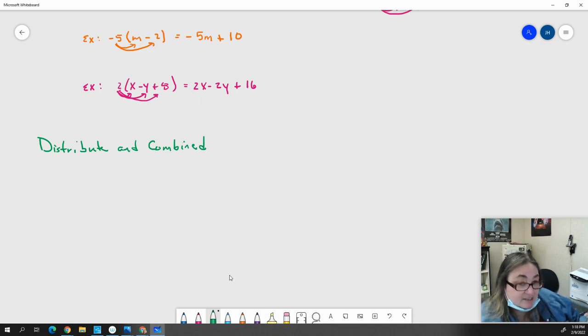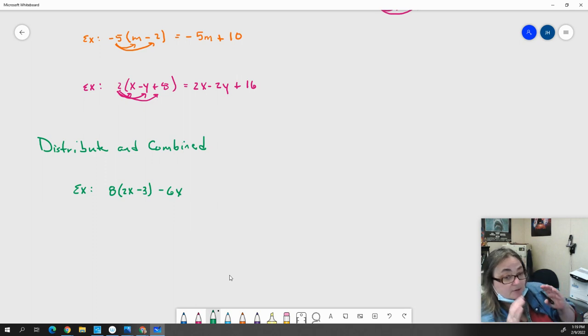Sometimes we're going to have things like if I had 8 times 2x minus 3 minus 6x. Notice this 6x is on the side. 8 is not getting multiplied to it, right? It is not up against that 6x. It's only going to be multiplied to what's inside those parentheses.